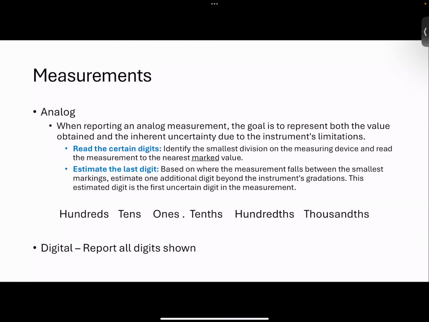When reporting an analog measurement, the goal is to represent both the value obtained and the inherent uncertainty due to the instrument's limitations. What that means is you're going to read the digits you can read with certainty. Those are going to be the smallest division on the measuring device, and read the measurement to the nearest marked value. Any markings means that you can read it with certainty. And then you're going to estimate the last digit. That is your uncertain digit.